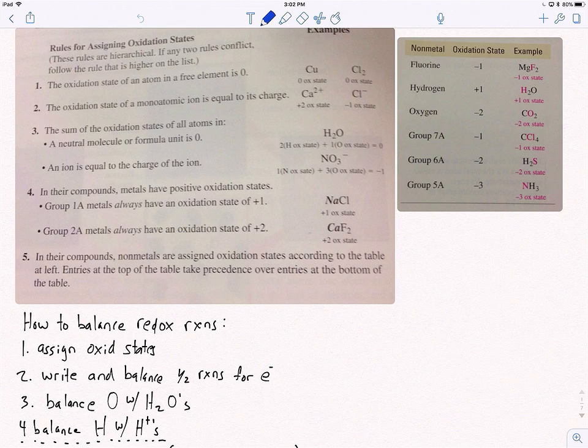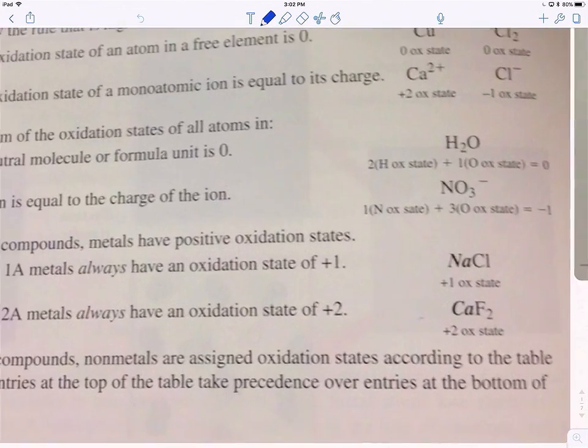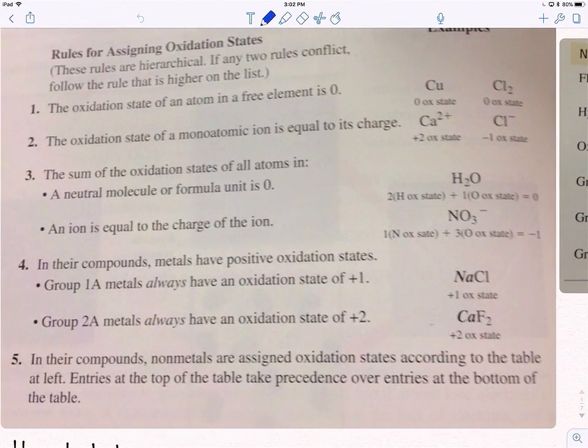Okay, do you remember how to assign oxidation states? Do you remember these rules? So here are the rules. And these rules are hierarchical, which means that rule one is more important than rule two is more important than rule three. So any free element, the oxidation state of a free element is zero.